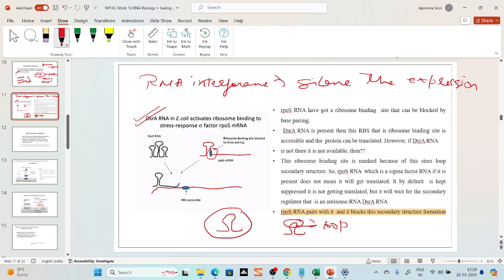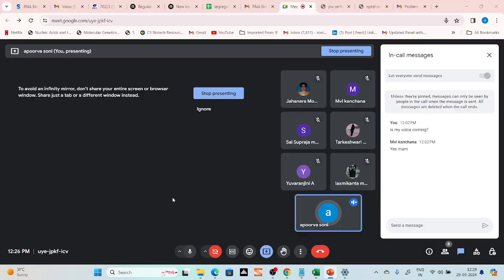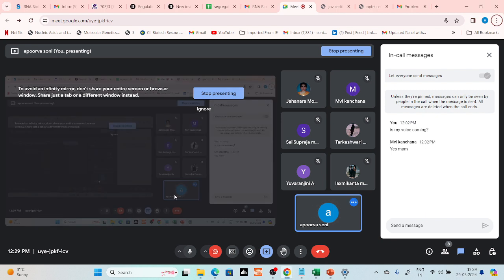And why is this stem loop structure formed? How is a stem loop structure formed? Tell me, can anybody tell me how a stem loop structure can form within an RNA? Anybody know how a stem loop structure is formed within an RNA? Nobody knows, or nobody is even listening.